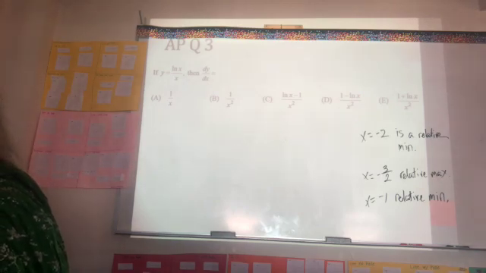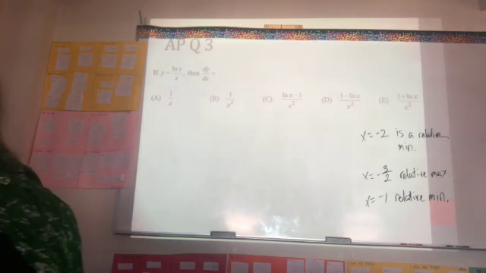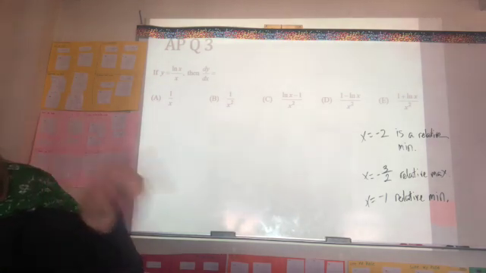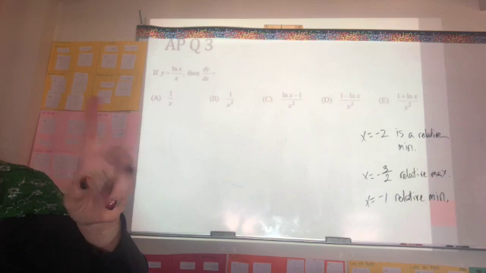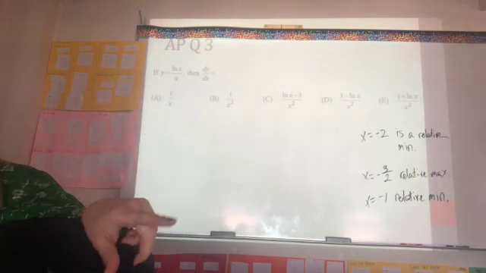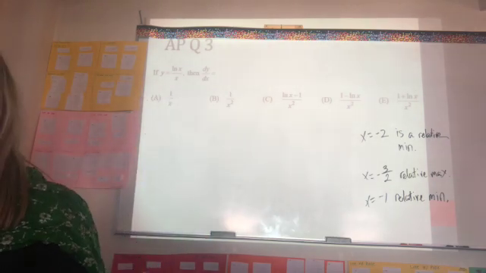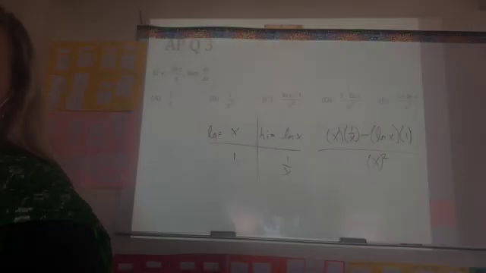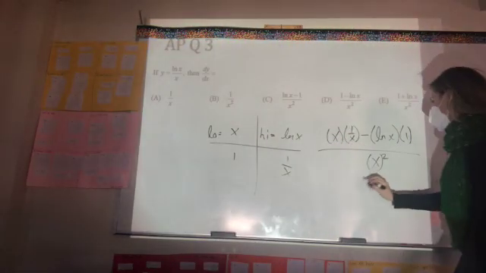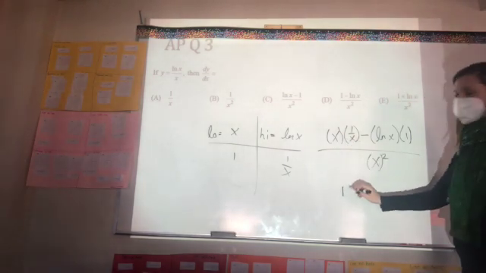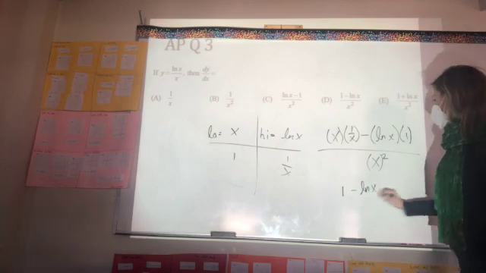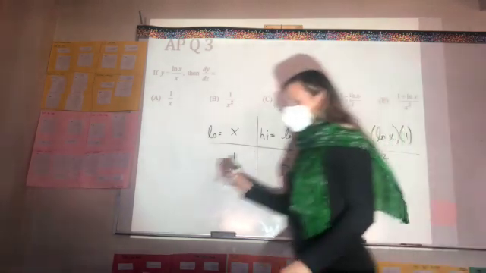Low d high minus high d low, over low squared. Yes. So this is my low d high minus high d low. So you get x times 1 over x, which is 1. So it's x over x, which is 1, minus ln of x, over x squared. That is d.